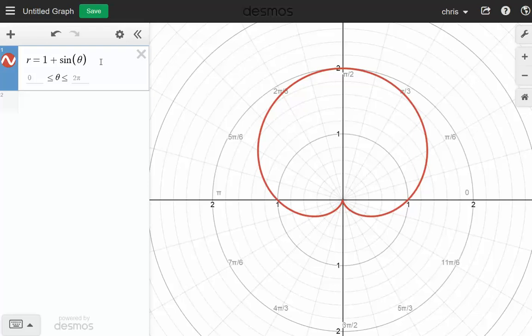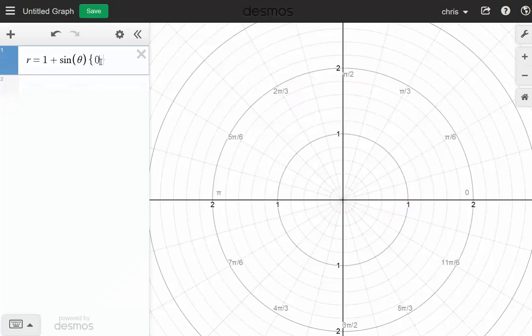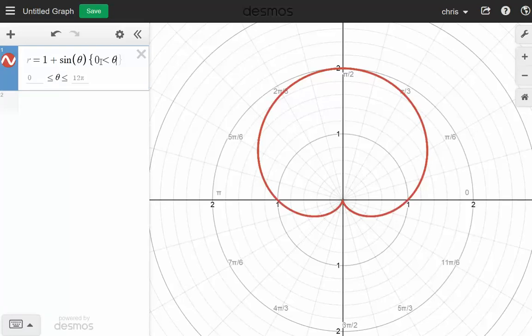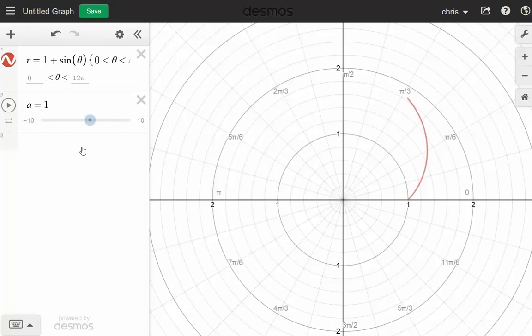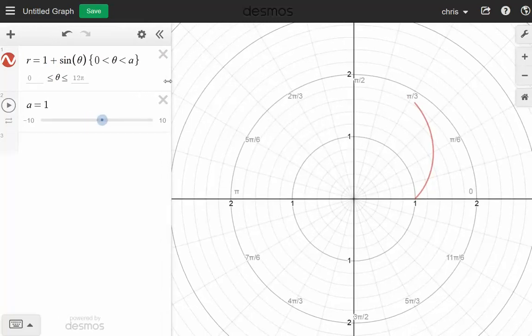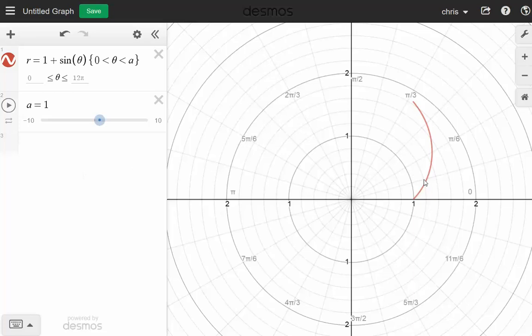So one way to see what's happening is to put a parameter or an interval on what your theta can be. So I'm going to start at 0, and I'm going to say I want to graph theta between 0 and a, right? And then we'll add a slider a. So a is going to act as our maximum value for theta. So here you can see it's at 1, and we have this little piece of the graph. Well, let's say I just want to go from 0 to 2 pi. So remember, a is going from 0 to 2 pi, which is the maximum value over here.